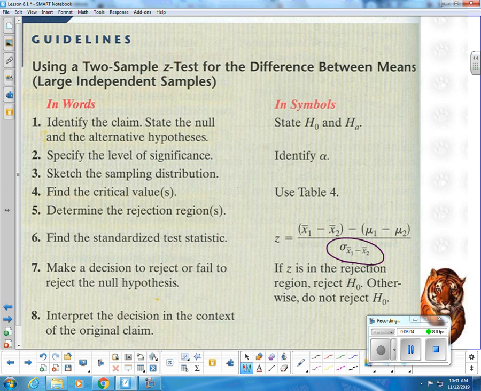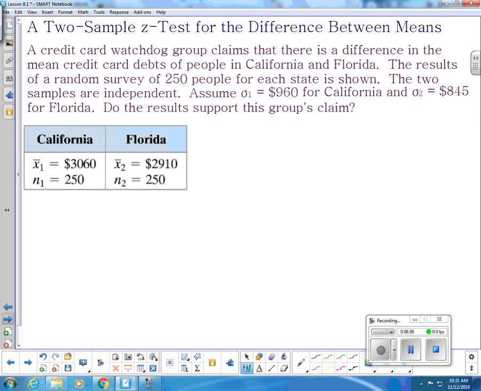So let's try a problem. Let's try one. A credit card watchdog group claims that there's a difference in the mean credit card debts of people in California and Florida. The results of the random survey of 250 people for each state is shown. The samples are independent. Assume that the standard deviation for the first group of California is $960, and the second standard deviation is $845. Do the results support this group's claim?